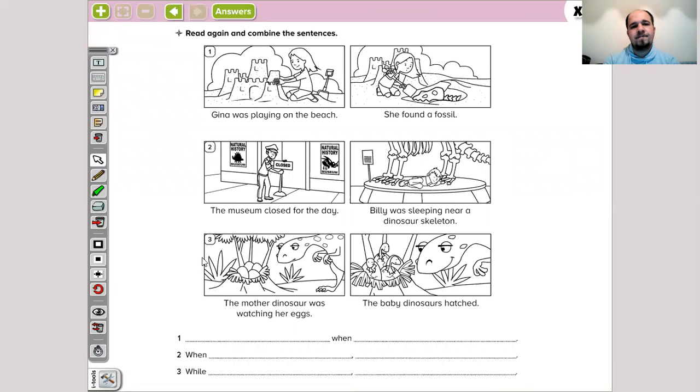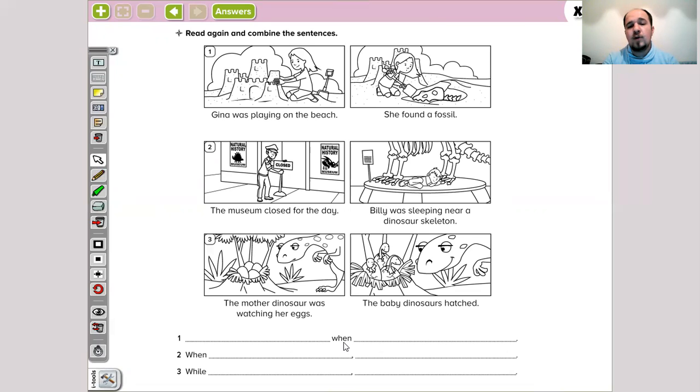And do the last one. Gina was playing on the beach. She found a fossil. We're going to read again and combine the sentences. I mean, we have to use when or while for combining, for making two sentences into one. Let me write them. Was playing is a past continuous. So we have to use while before past continuous, when before past simple. There's a when here. We have to choose one conjunction. We can't use both of them in the same sentence. So there is a chosen one in the exercise.